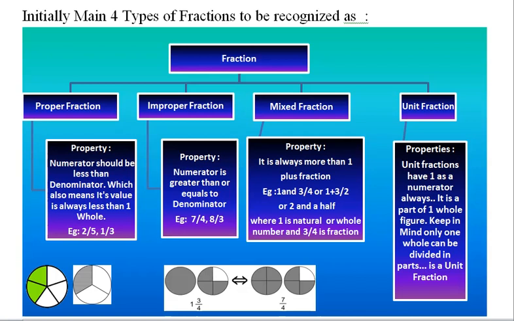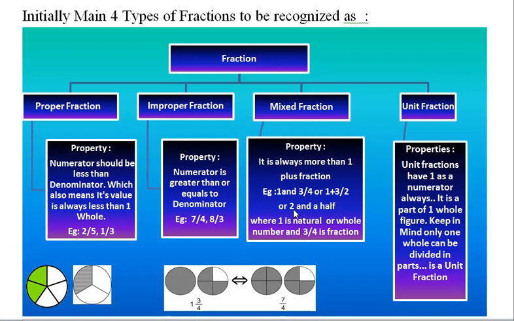There is a whole number plus the fractional part of the other object. So this and this are interrelated. If you understand improper fraction, then mixed fraction is also included. A mixed fraction is always more than 1 plus a fraction of the other object. So 1 and 3/4 of the other object has been used.